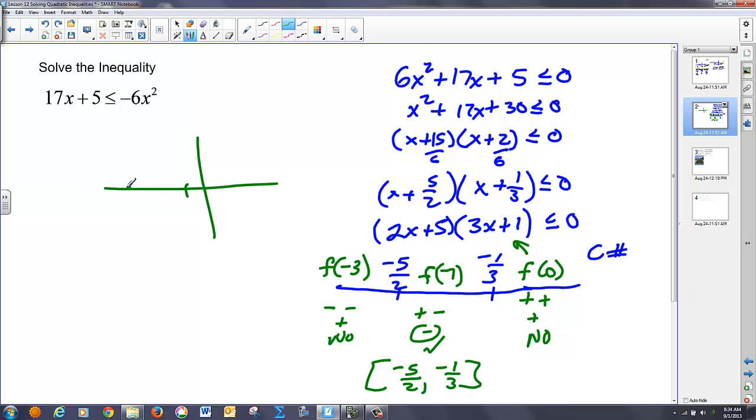Here's negative 1/3, here's negative 5 halves. It's an upwards opening parabola. Where are those values less than 0, or below the axis? Right here, and that mimics my solution.